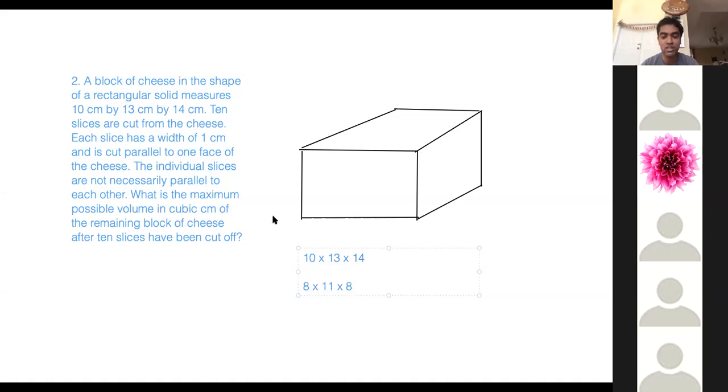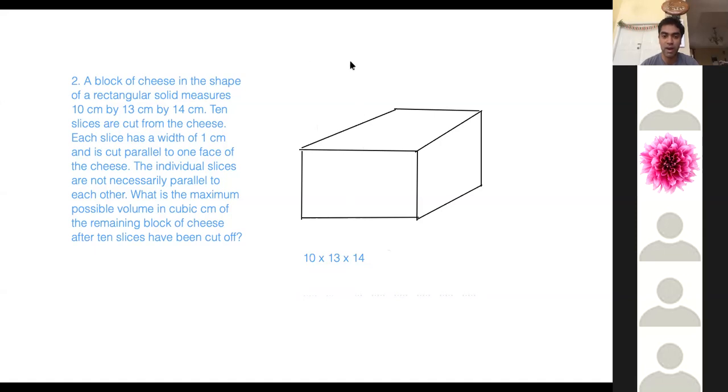Yeah, good. So this is correct that you want to subtract 1 from one of the dimensions when you cut off 1. That's correct. So we can do a little better than 8, 11, 8. So let's think about one by one at a time. Okay, so this starts off at 10, 13, and 14.